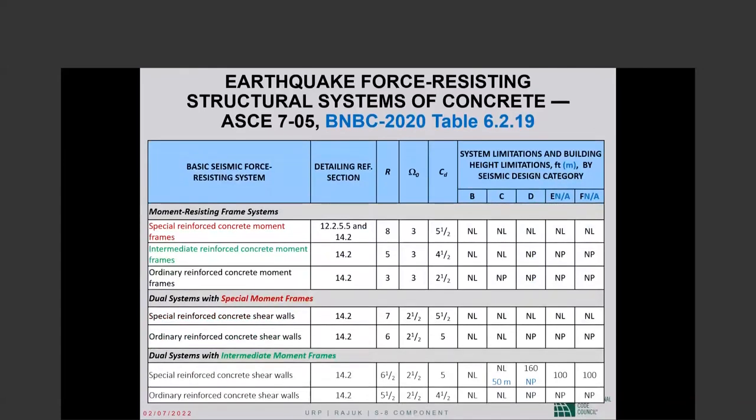Okay. Now, this is a portion of the R values table 12.2-1 of ASCE 7, which is BNBC table 6.2.19. Yeah. So we have the basic seismic force resisting system. The detailing reference you could actually ignore.